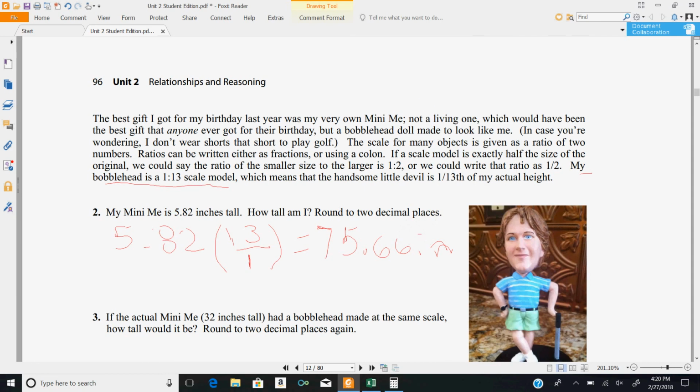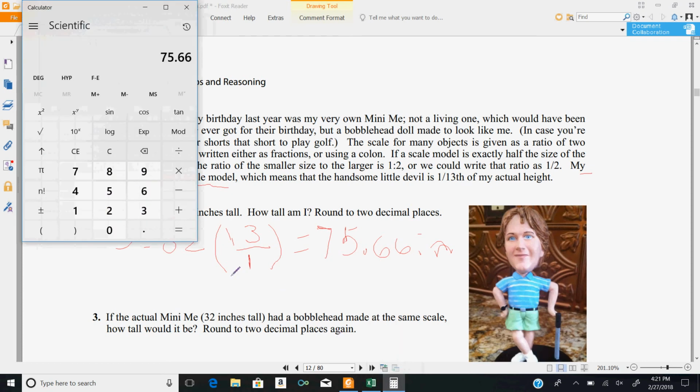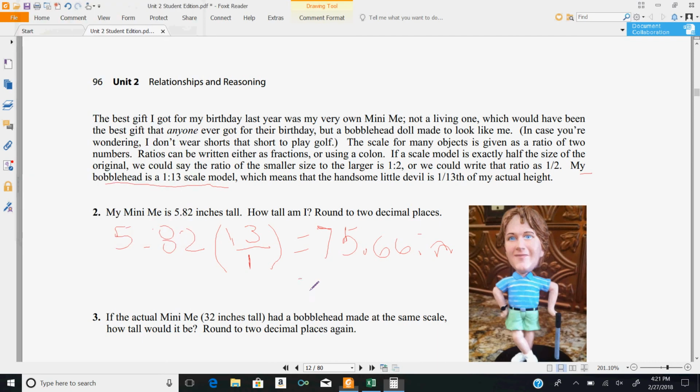Okay. That's not good enough though. I want to know how much he is in feet. So I'll divide that by 12. We did that in our last unit. We've talked about it in this unit a little bit. 6.305. So I'm going to say he is 6 feet. But I have to decide what to do with that 0.305.